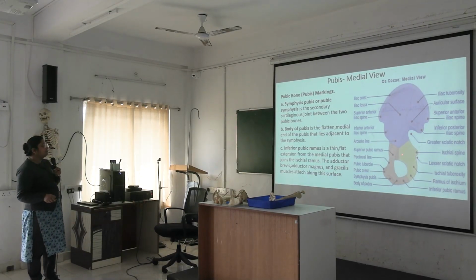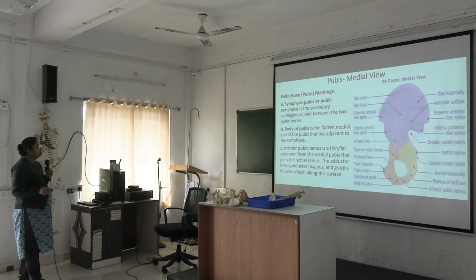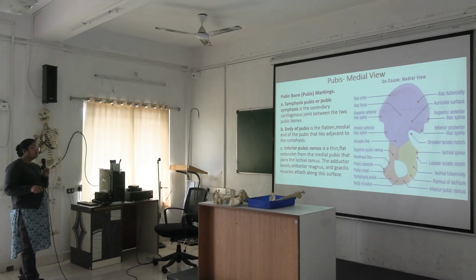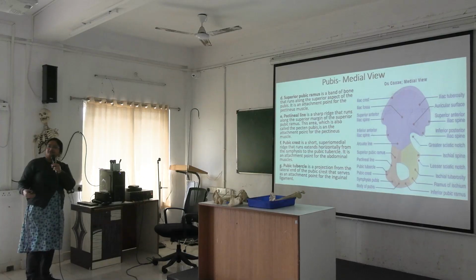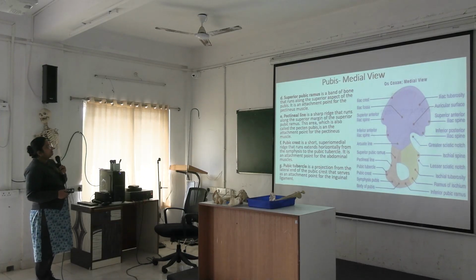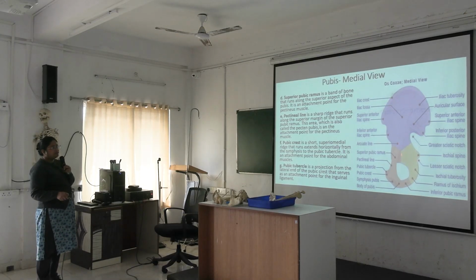Next you can also see the pubic symphysis, a secondary cartilaginous joint between the two pubic bones. Another thing you can see is the bony pubis, the bony part of the body of the pubis, and the inferior pubic ramus. Okay. The inferior ramus gives attachment to the adductor muscles. Superior ramus of the pubis, the pectineal line. Okay, from the iliopubic eminence up to the pubic tubercle, this line is known as the pectineal line.